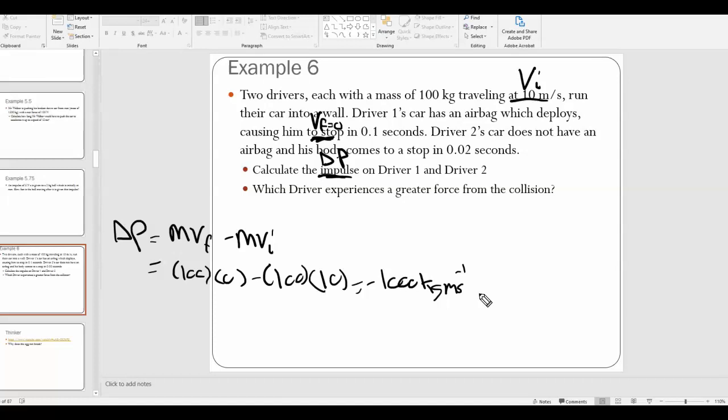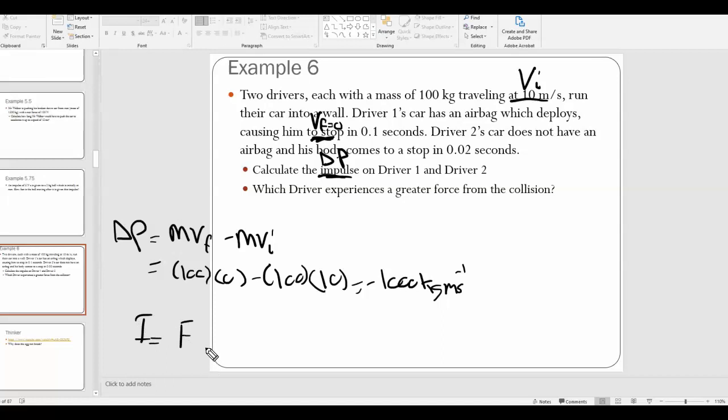Now, does that mean they have the same outcome? No, right? Obviously, the one who doesn't have an airbag is going to be in trouble. But they both have the same impulse, and that's just because of the circumstances of the situation. Because they have the same initial values and final values, they have the same change in momentum. Now, the second question says, which driver experiences a greater force from the collision? They might have the same impulse, but that doesn't mean they have the same outcome.